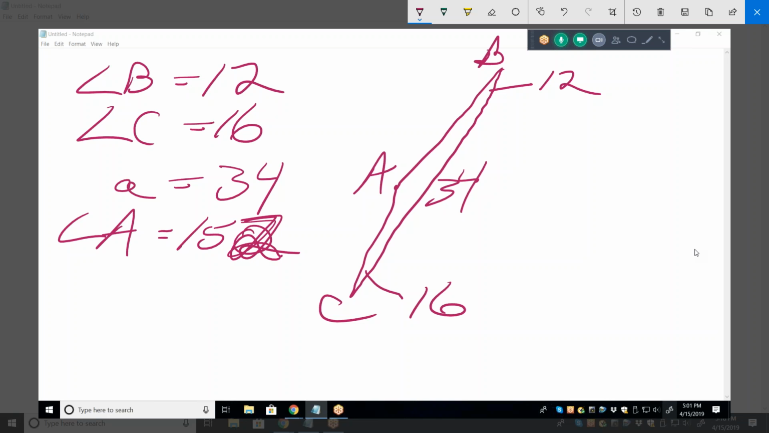34 over sine of 152 equals A over the sine of 16. Not A. What is opposite angle C? Little c, always, by definition. What's opposite angle B? Little b.